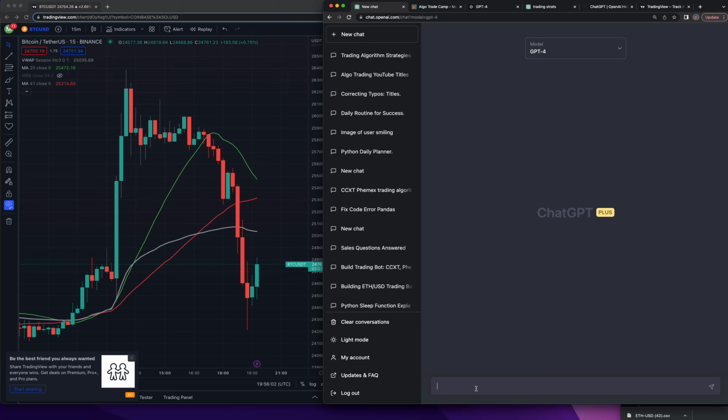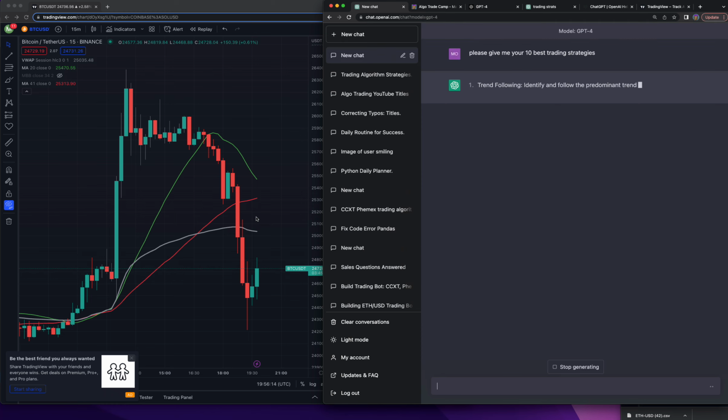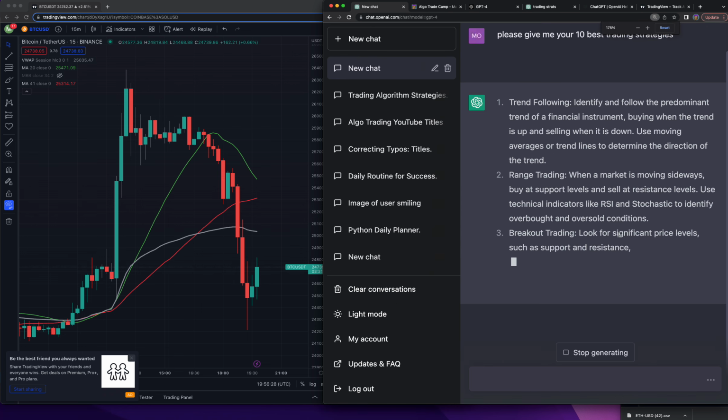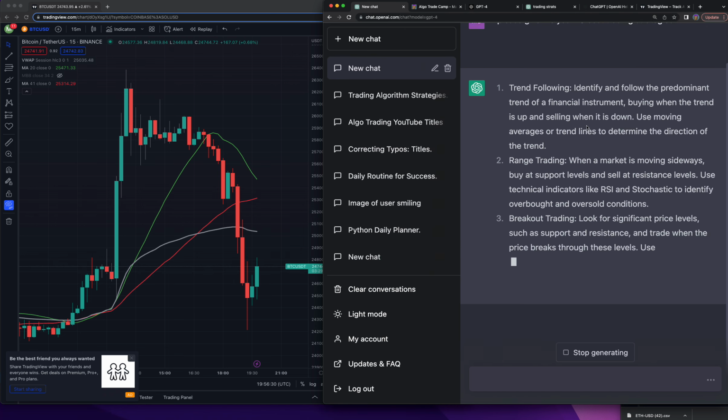So let's go ahead and say, hey, please give me your 10 best trading strategies. This is great because look at this. Okay, so follow the trend. Identify and follow the predominant trend on a financial instrument. Okay, great. I actually want to say for crypto, no, let's keep it broad for now. So it says range trading. You can see here, so we get unlimited ideas forever. That's crazy.